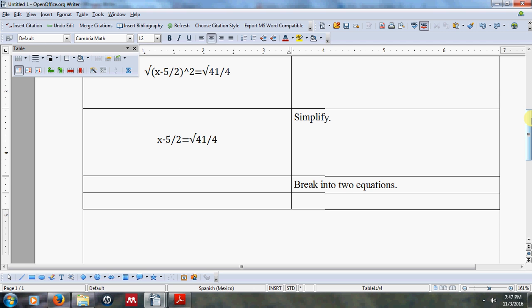And one thing that we have to note here is that when you take the square root of a number, there is a positive square root and the negative square root. We usually write the plus above the minus sign. But I wrote it this way because I couldn't find the symbol. Either way, we have plus or minus square root of 41 over 4.